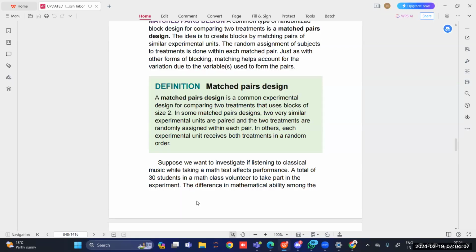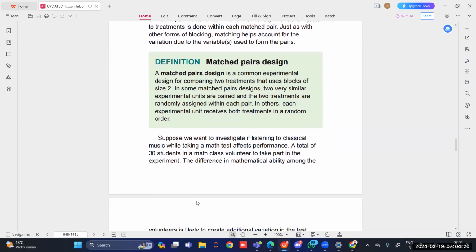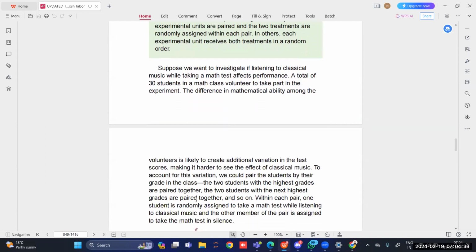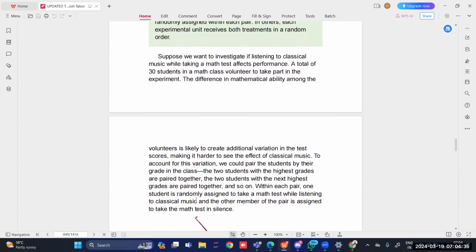In some matched pair designs, two very similar experimental units are paired and the two treatments are randomly assigned within each pair. In others, each experimental unit receives both treatments in random order. Suppose you want to investigate if listening to classical music while taking a math test affects performance. A total of 30 students in a math class volunteer to take part in the experiment. The difference in mathematical ability among the volunteers is likely to create additional variation in the test scores, making it harder to see the effect of classical music.